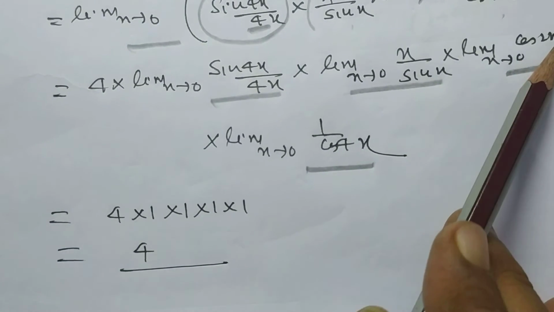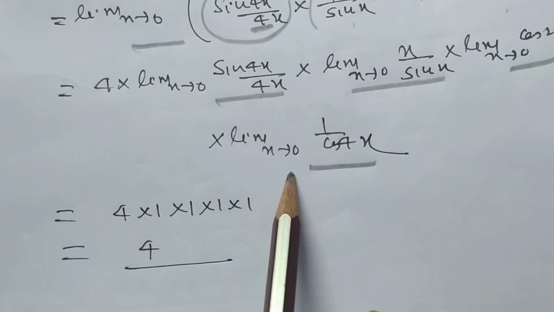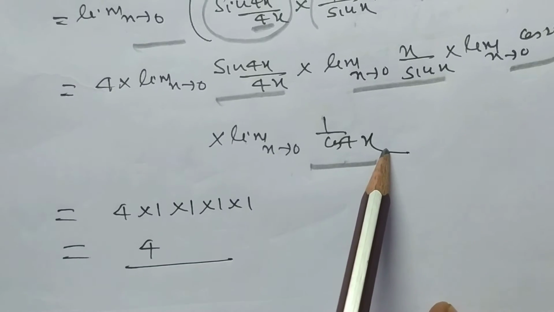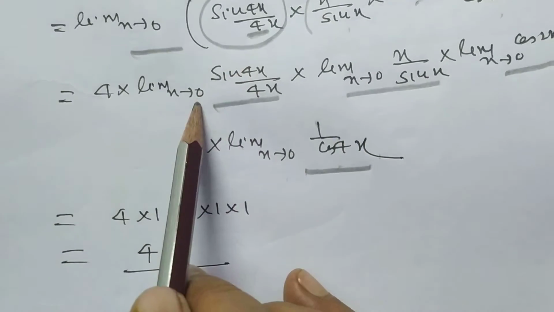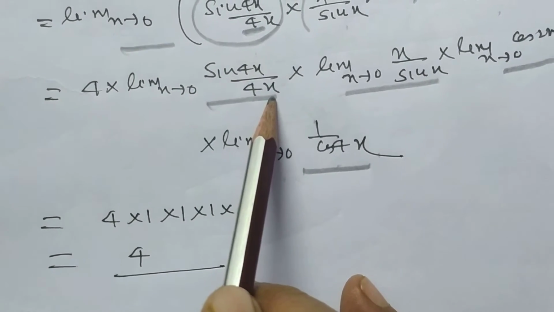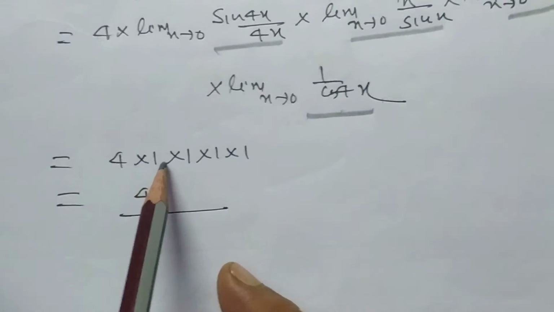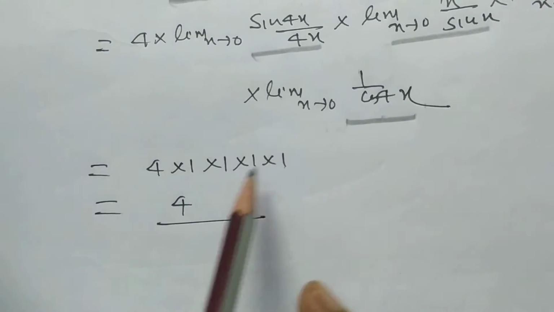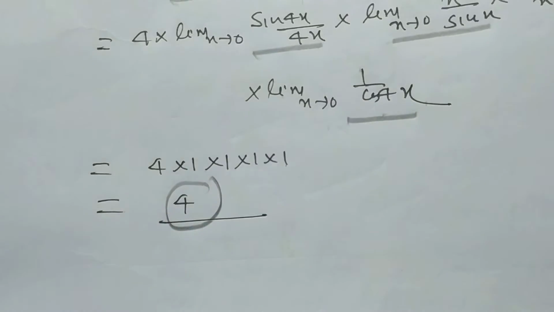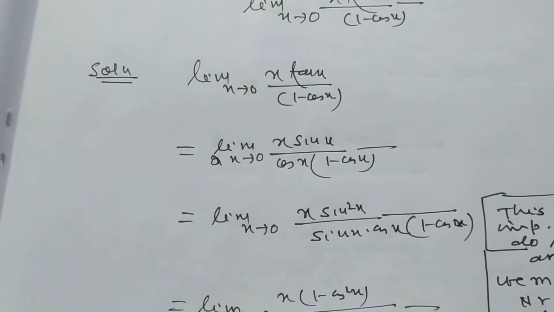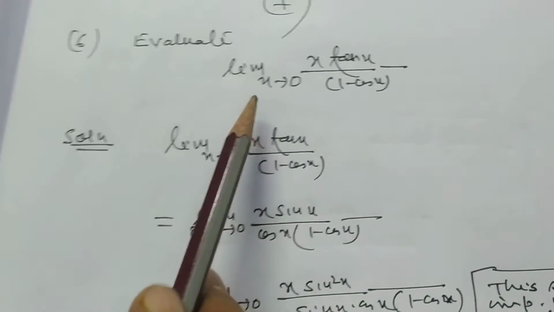Limit x tends to 0 cos 2x is equal to 1. Limit x tends to 0 1 by cos 4x is equal to 1. And limit x tends to 0 sin 4x by 4x is equal to 1. So, 4 into 1 into 1 into 1 into 1, we have 4. In this way, what do we observe? We observe that we are applying frequently these two formulas.